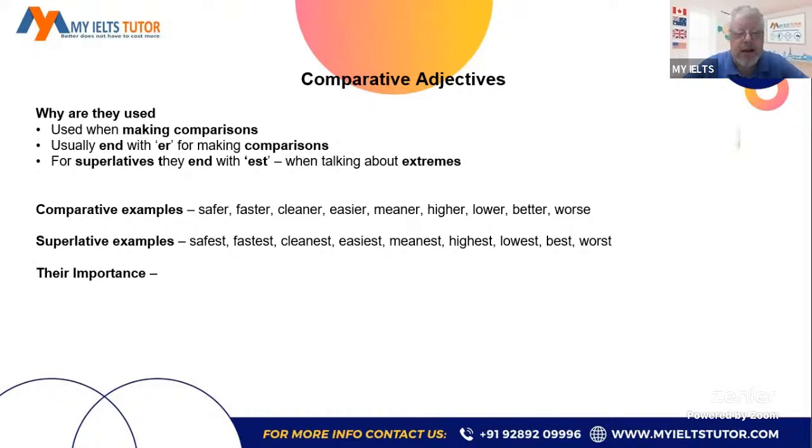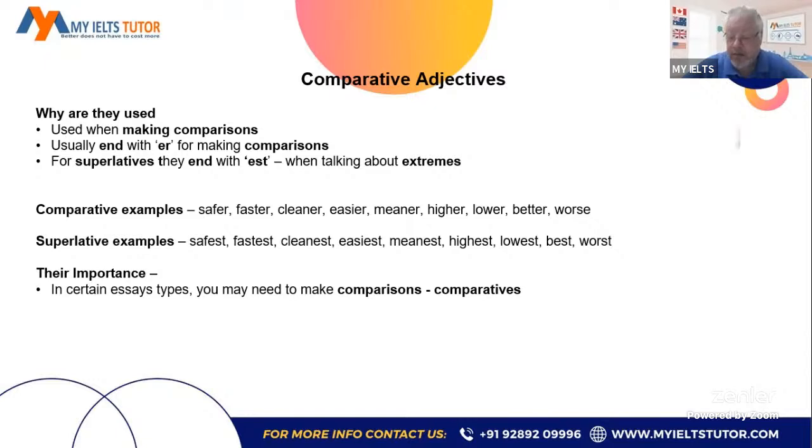Now, their importance here is, in certain essay types, you need to make comparisons. So this means you use comparatives. For example, advantages versus disadvantages, that type of essay. When you're talking about one view, the two view essay, okay, that's another one.